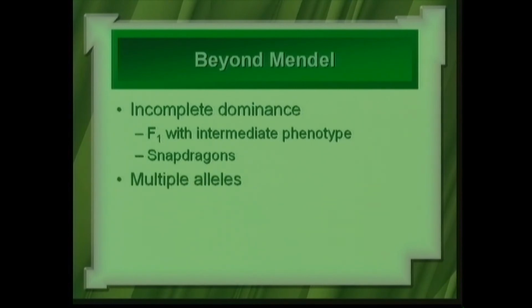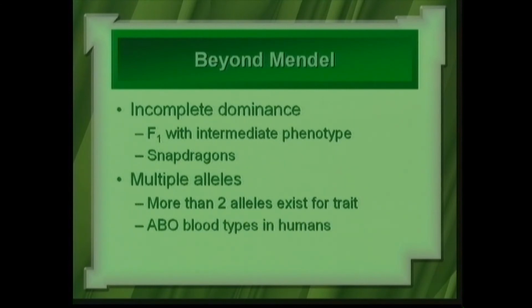Now we also have some examples of what they call multiple alleles. When that happens, you have more than 2 alleles in a population for any particular trait. A very well-known one is the ABO blood types in humans, because ABO blood typing is one way that people can figure out what kind of blood somebody needs if they need a transfusion, etc.